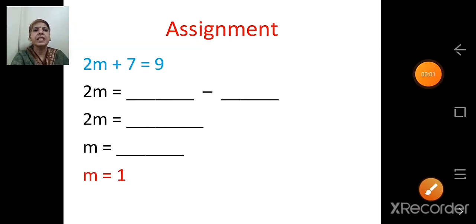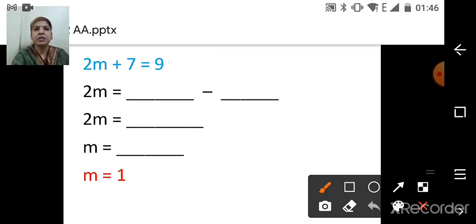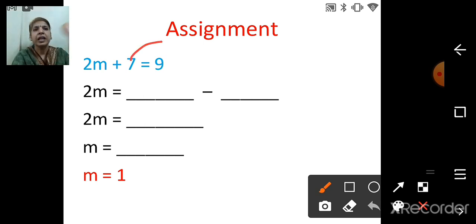Now this is the assignment question. It is practice set 12.1, second question. 2m plus 7 is equal to 9. So what you are going to do? You are going to take plus 7 to the other side of the equality. So it will become minus 7. 2m is equal to 9 minus 7. Now what is 9 minus 7? It is 2. So you will write here 2m is equal to 2.